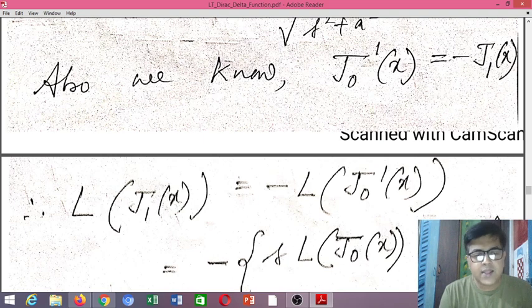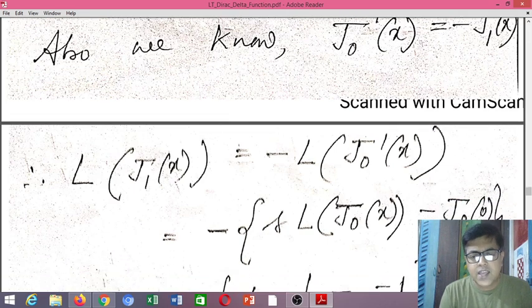If I take the Laplace transform on both sides and interchange the minus sign to this side, I get L of J1(x) equal to minus L of J0'(x). There's no doubt about that, right? I just take L on both sides, the Laplace transform on both sides.